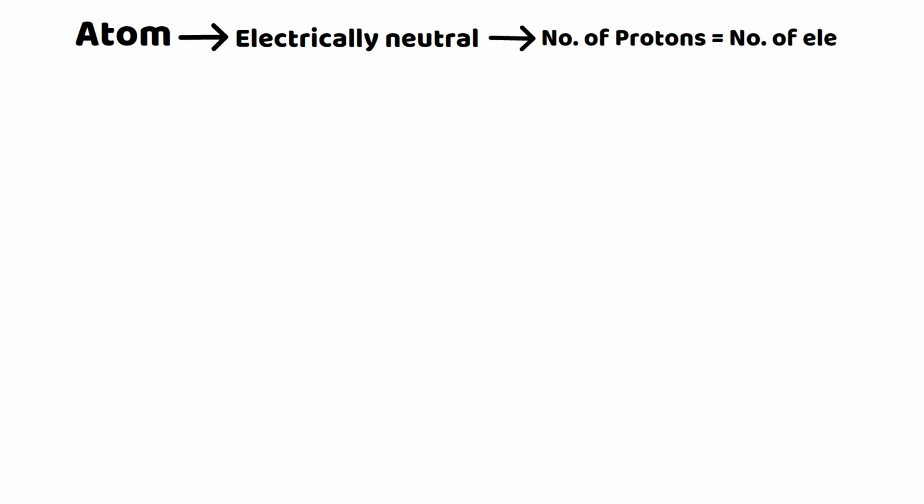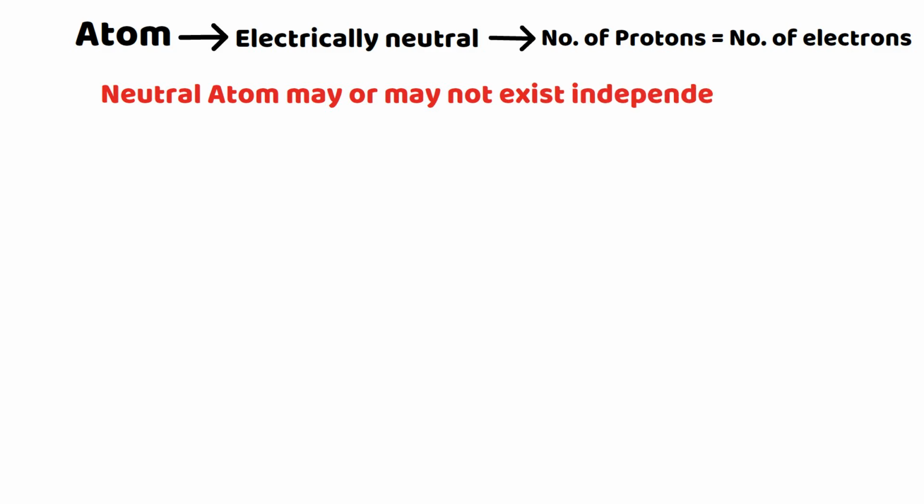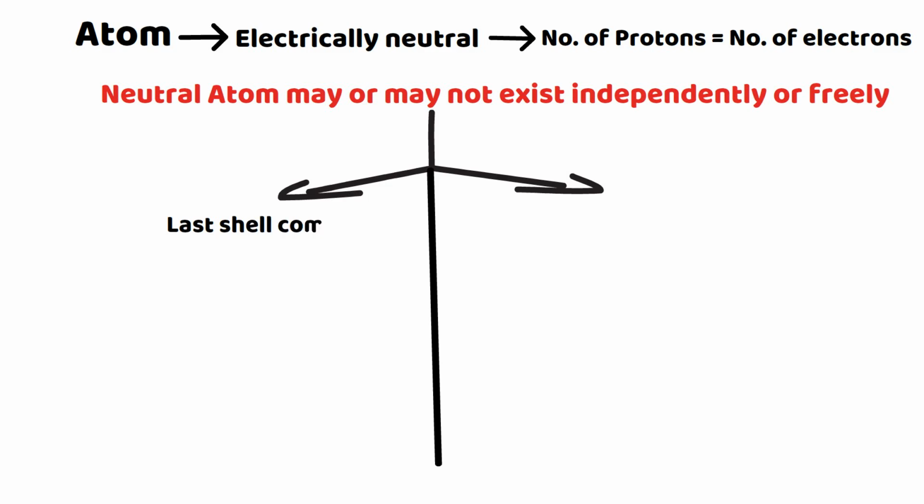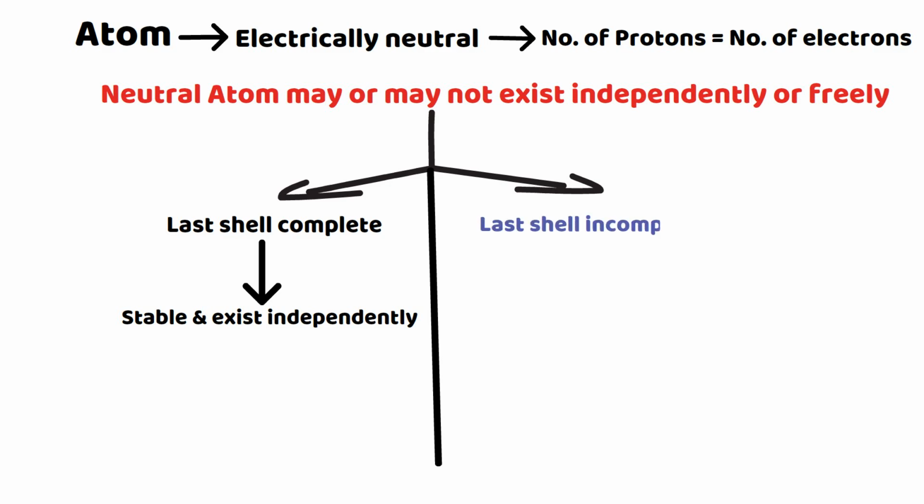Now as I said earlier, an atom is electrically neutral, means its protons and electrons are always equal. This neutral atom may or may not exist independently or freely. If the last shell of an atom is complete, then it is stable and it can exist independently. However, if the last shell or valence shell of an atom is incomplete, then the atom is unstable and it can't exist independently. Let's see some examples.